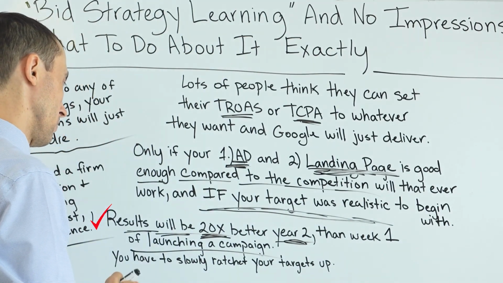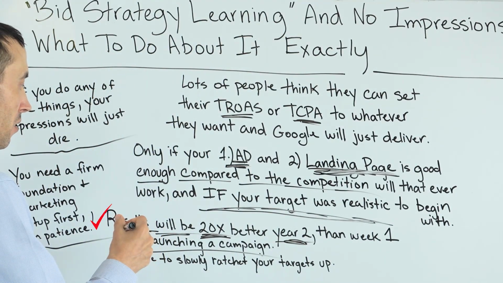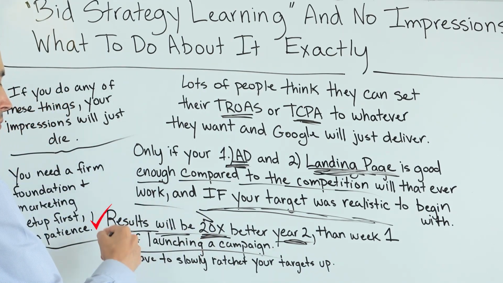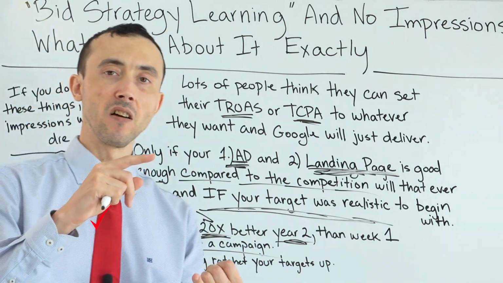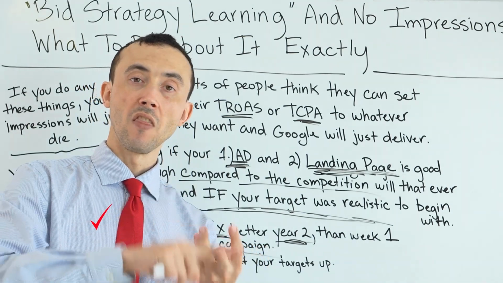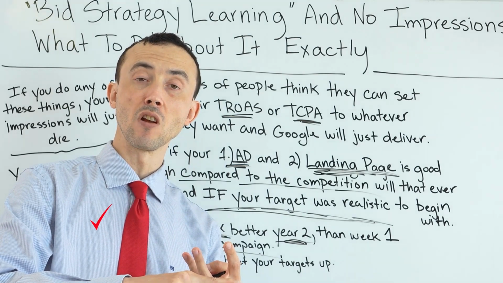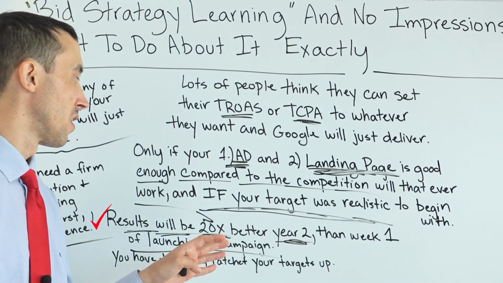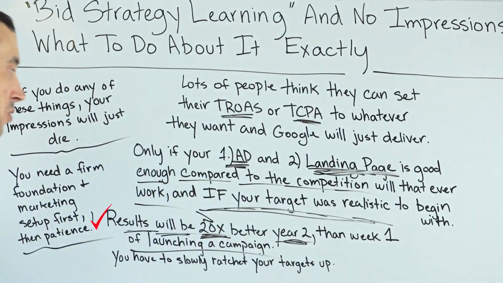So you'll get 20 times the results in year 2 than you will the first week, and that'll come from a lower cost per click, a higher percentage of the good quality traffic you want, and a higher percentage of the general clicks available in your market that you can get, and that all adds up to the 20x results you're going to get.